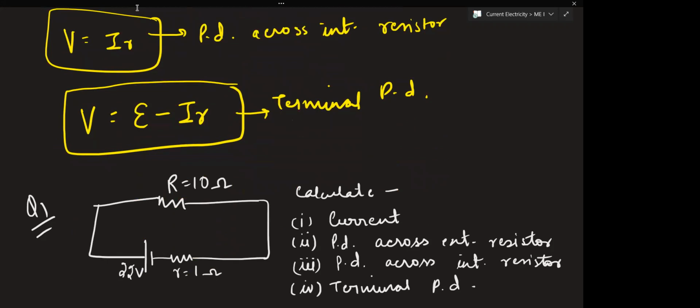Try this question. Whoever gets the answer, keep on sending it in the chat box, part by part. Everything is given. It's a formula-based question. Whatever you studied above is written over here. External resistor is 10 ohms. Internal resistance is 1 ohm. EMF is 22 volts. Current is asked. Potential difference across external resistor is asked. Potential difference across internal resistor is asked. And finally, the terminal potential difference. Just take 2 to 3 minutes. Try this question. Then we'll discuss it.